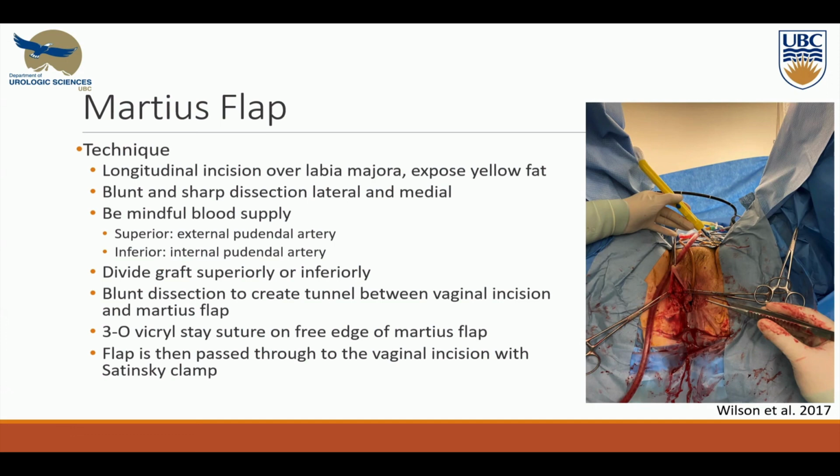You want to use some blunt dissection and create that tunnel between the vagina and flap, and I always use a 3/0 Vicryl stay suture on the free edge of the Martius flap, which means that when you pass the flap over, you don't have to have a Satinsky directly on the flap itself, and so you just pass it over and use it for your vaginal reconstruction. This photo here was, I think, a case I did with one of the residents. We were fixing a urethrovaginal fistula, so we harvested a bit of Martius flap for it.